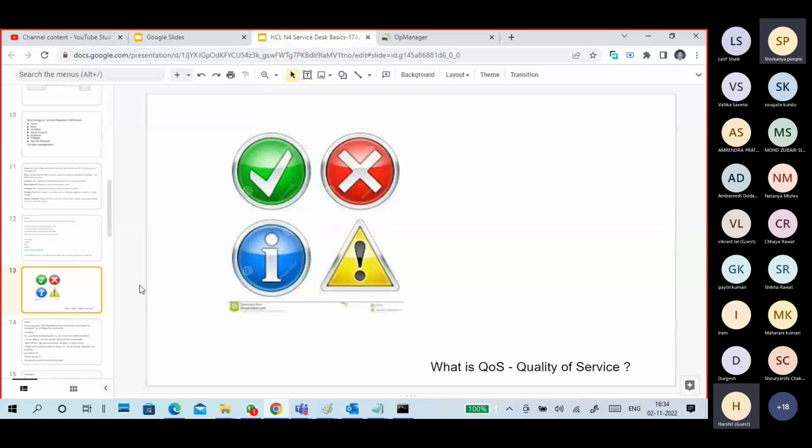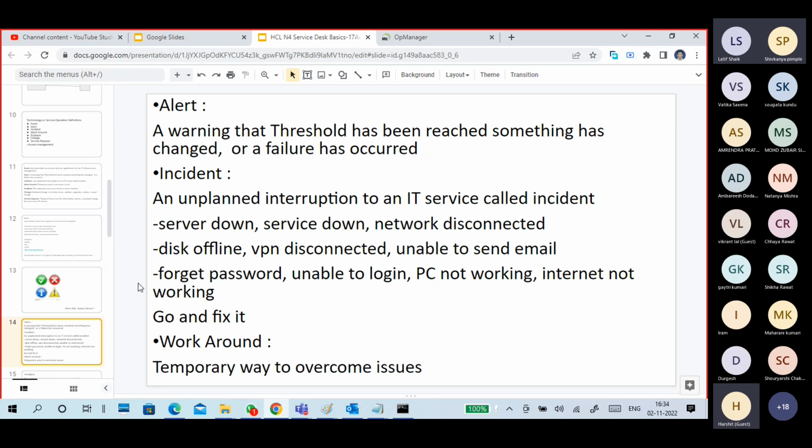Okay, transaction failure. So guys, these are the symbols. A blue eye kind of symbol is information. A green check mark represents success. A red one with a cross mark is an error. Yellow with a triangle and an exclamation mark is a warning symbol. So that is events and alerts.